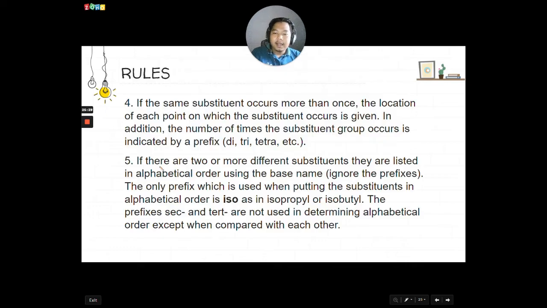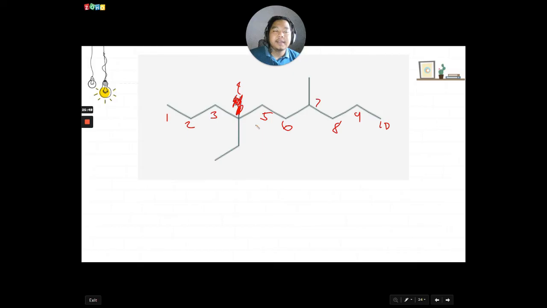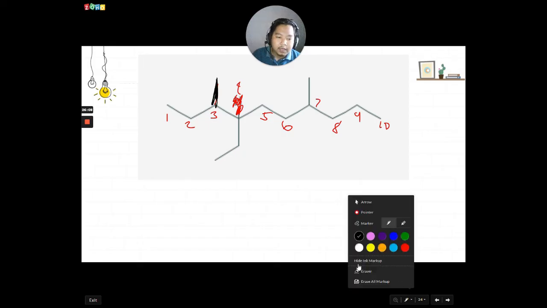So, the fifth rule is if there are 2 or more different substituents, they are listed in alphabetical order using the base name. Ignore the prefixes. The only prefix is iso for isopropyl or isobutyl. What do we mean by this one? So, halimbawa, we add more things here. Halimbawa, nilagyan ko dito ng isa pang methyl. Sige, try and name this in your paper. Name this structure in your paper. So, halimbawa, may methyl dito. Sorry, medyo messy.